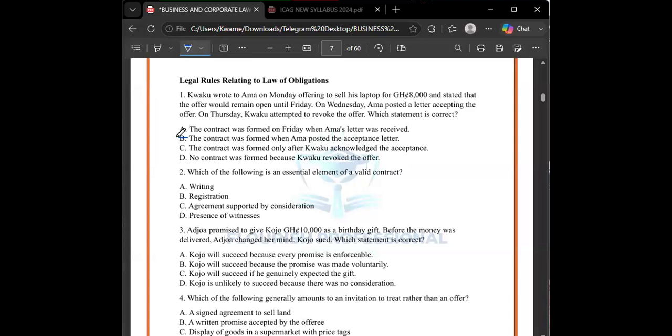The letter can be lost. The letter can be damaged. Some delays can come in. But then to protect the person who has already accepted the offer, we are saying that the day, and of course, the post office will have records, the day that that letter was posted, the contract has been formed.